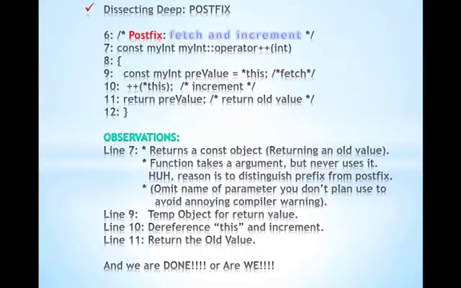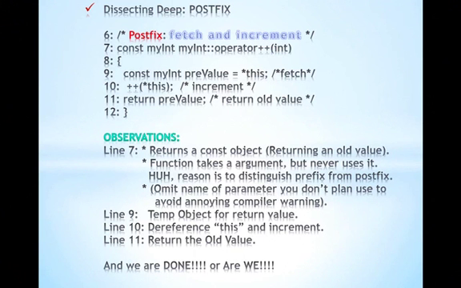Alright, let's talk about postfix. Here, line number 7, you're returning a constant object. And also notice that you actually pass in a value of integer type. However, you will never use it. Why does a postfix operator take a value of type int, but the prefix doesn't?